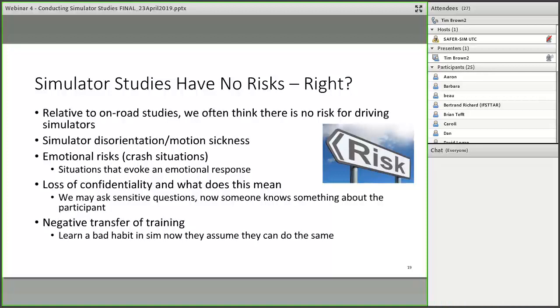And the last one is one we don't think about too much at all, which is kind of a negative transfer of training. If I put someone in a driving simulator and have them go through a challenging drive where there's risks of crash and they successfully avoid it, it may increase their perception of their own driving ability and put them at risk in the future.